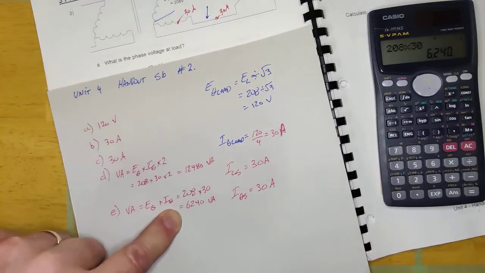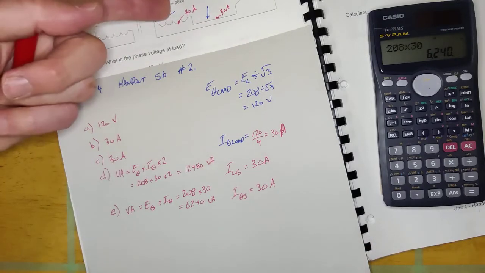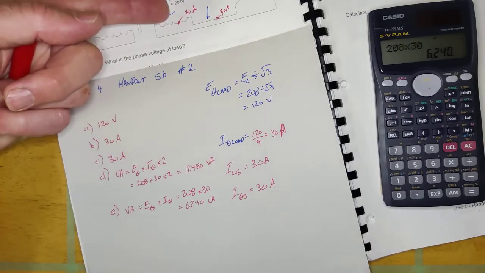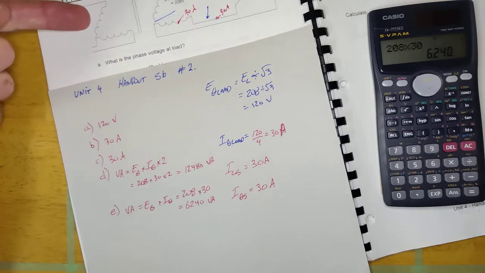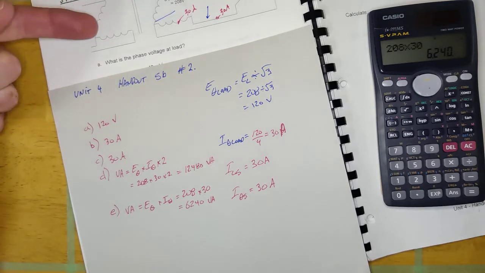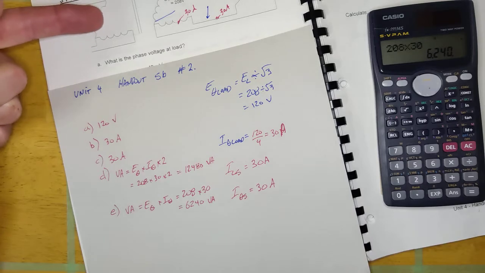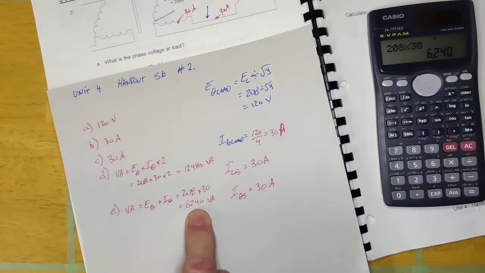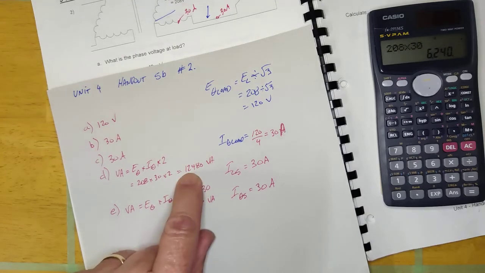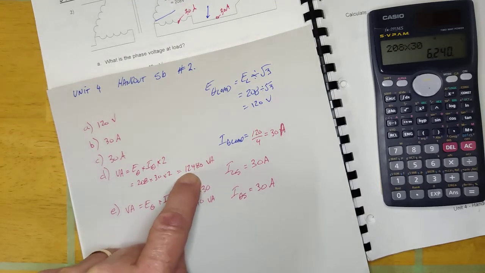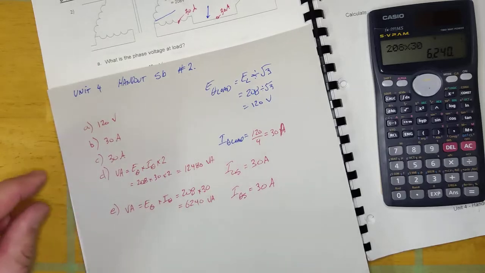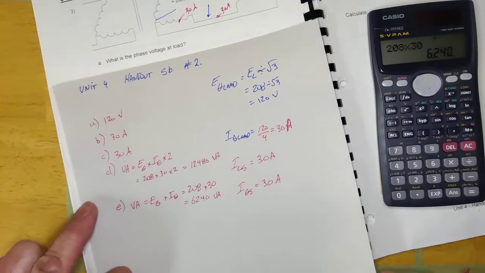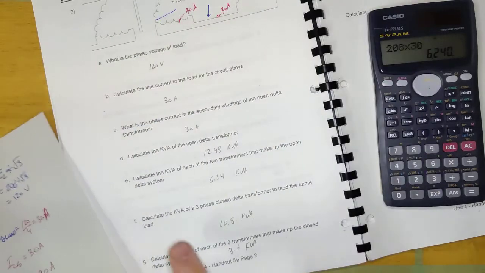VA. Why am I making you calculate that? Well, if you're installing this open delta transformer system, there's a good chance that you're going to be taking two single-phase transformers to build it. And so, what size transformers do I have to buy? You need to buy two of these, okay, in order to make this 12480 VA open delta system. You're going to buy two actual transformers this size. Let's see what F is, guys.